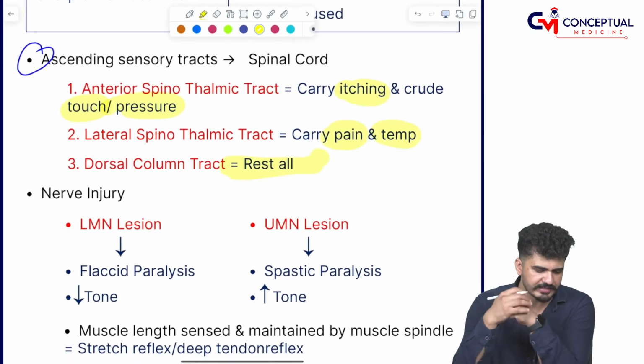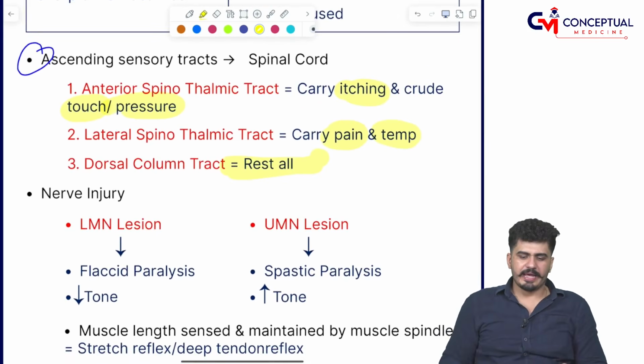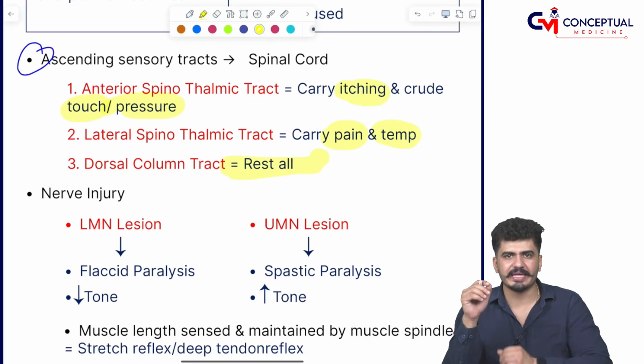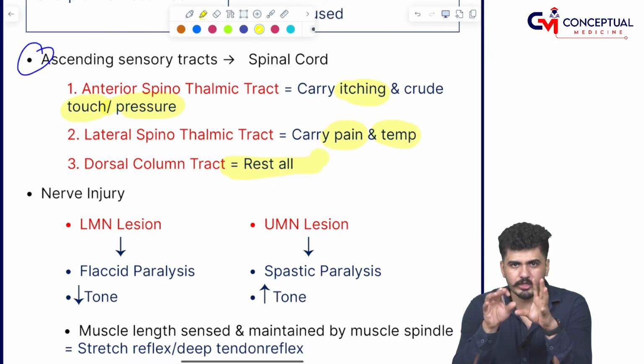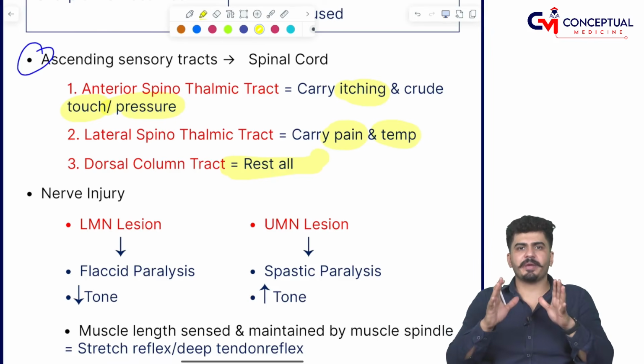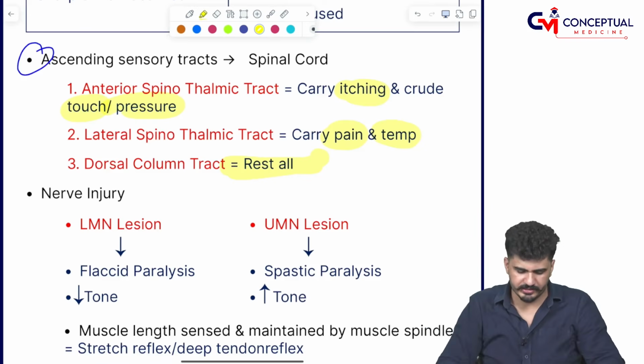This is also an exam question which was asked in the exam, my dear friends. So remember, the anterior spinothalamic tract carries itching and crude touch and pressure. Itching, khujli, or crude touch and pressure from the front. Pain and temperature from the lateral side, and on the dorsal side, the rest of all sensation it will carry.